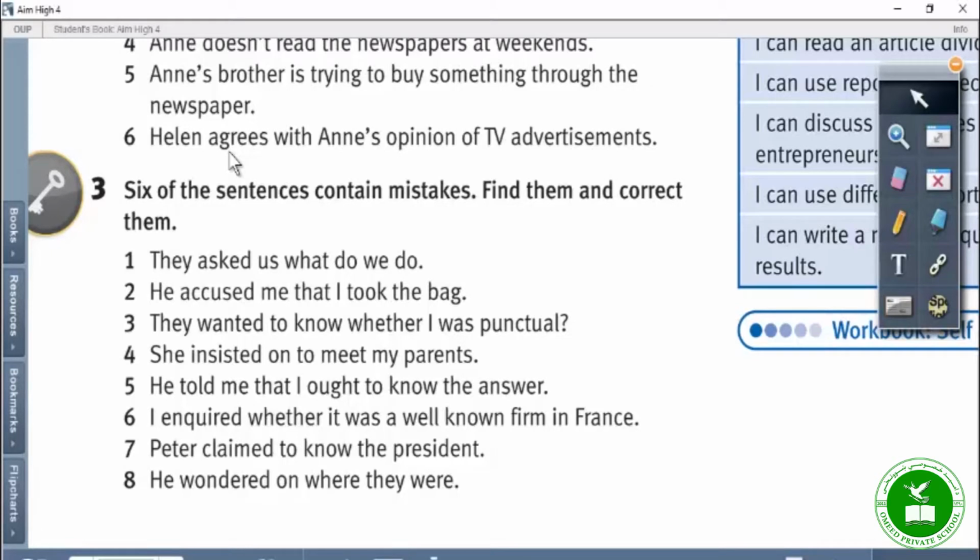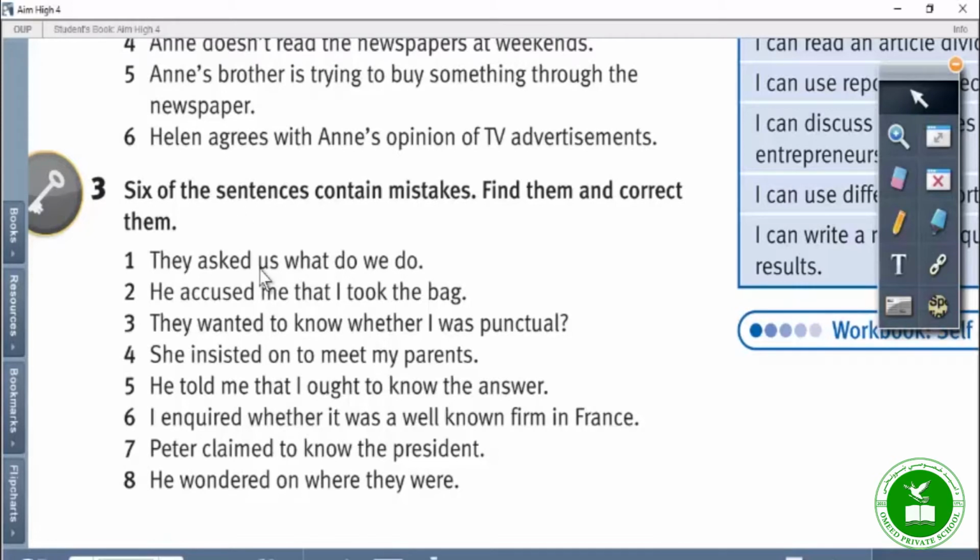Let's do part number 3. It says that 6 of the sentences contain mistakes. Find them and correct them. There are some mistakes in some sentences, and 6 of them. So let's find them one by one. Number 1, as an example: they asked us what to do. We do. They asked us what do we do. So what do you think? Is it correct or no? Yes, you are right. It's not correct. It's wrong. Why? Because we should say like this: they asked us what we did, not what do we do. They asked us what we did.